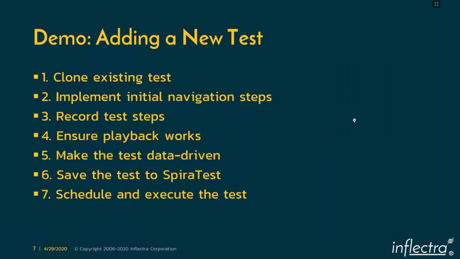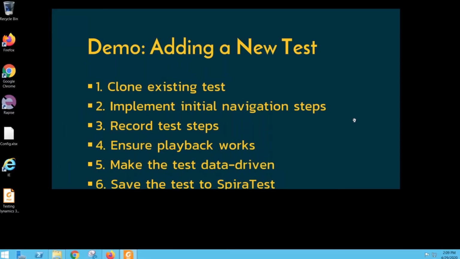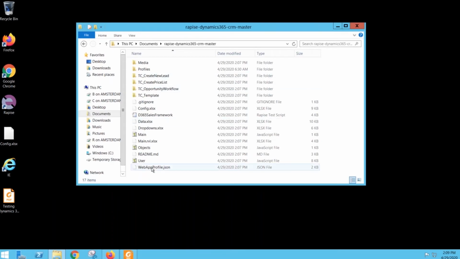During this demo, I will clone a template test in the framework, and I will implement initial navigation steps that will open CRM and go to a specific module that we want to test. I will record test steps, and we'll make sure that playback works. Then we will parameterize the test and save this test to SpiraTest, and we'll make sure that we can schedule daily execution of this test. Okay, so let's proceed to implementing a scenario.